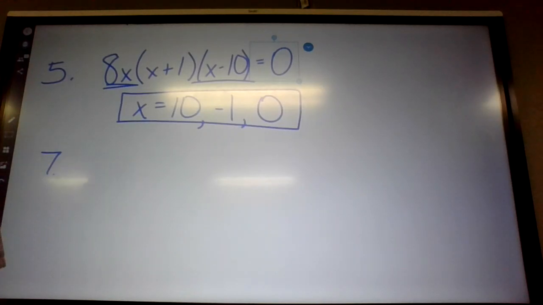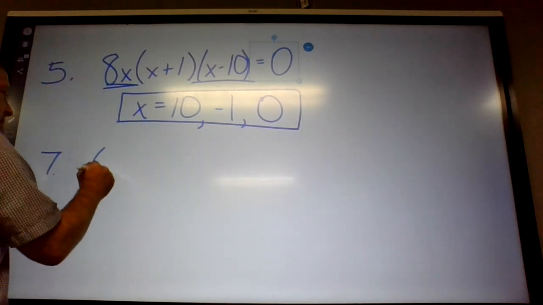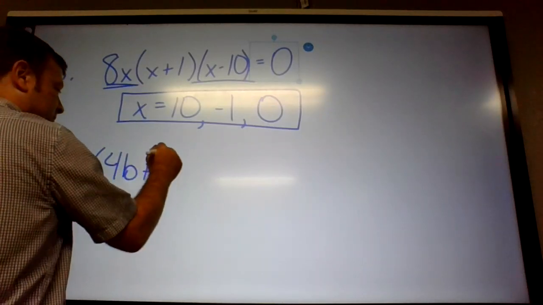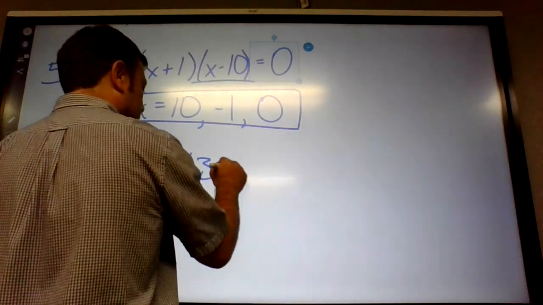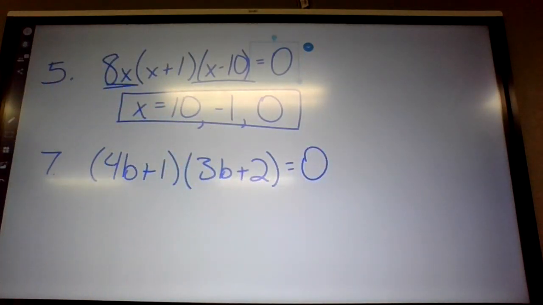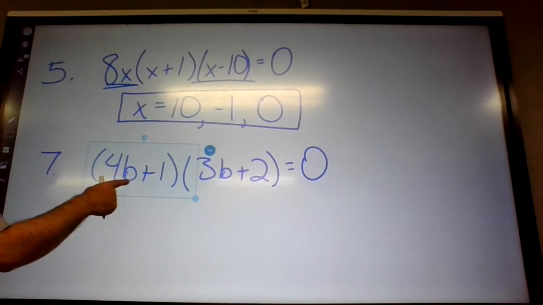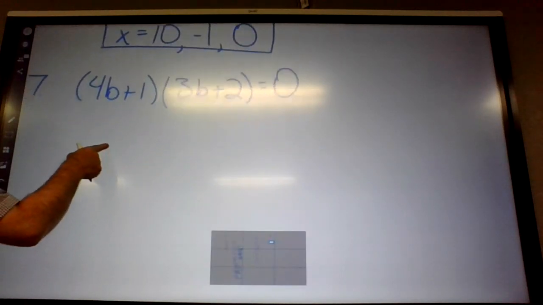Hey, number 7 has a new trick. It's on 6 and 8 as well. Okay, what is different? Can you guys tell what's different about 7? What makes this one trickier? There's a number next to the letter. So I can't just plug in like -1 right here, because 4 times -1 plus 1, that's not 0. So what am I going to do?